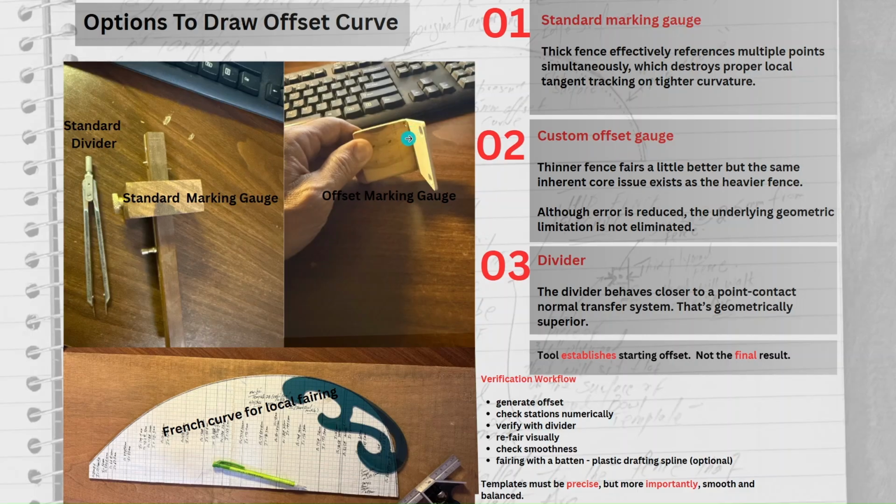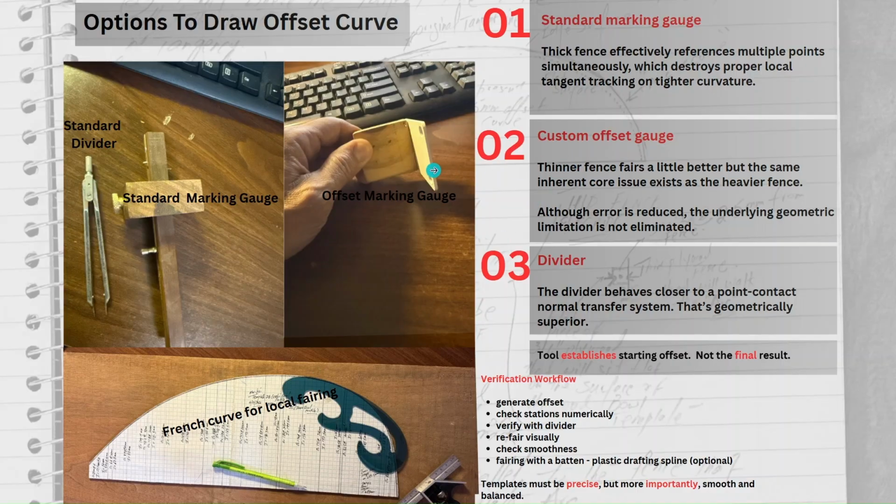Like I said, I'm going to demonstrate and show some details here in a minute or so, so you get a feel of what and how to use this. On the standard marking gauge, the issue is that the thick fence, if you're running it along a compound curve, references multiple points simultaneously instead of a single local point, which was the concept of the tangent that I presented in my previous slide.